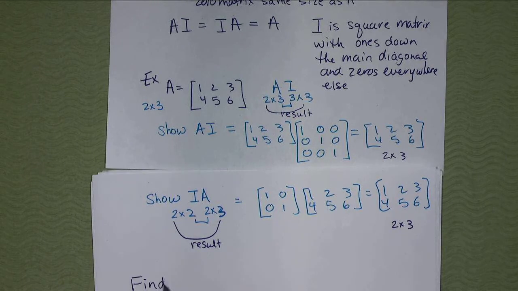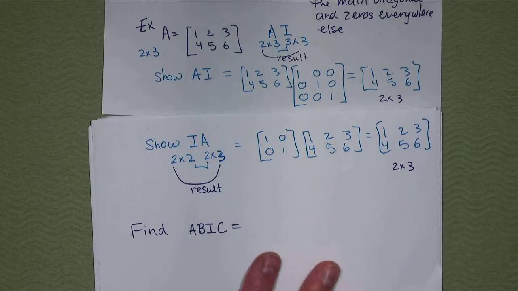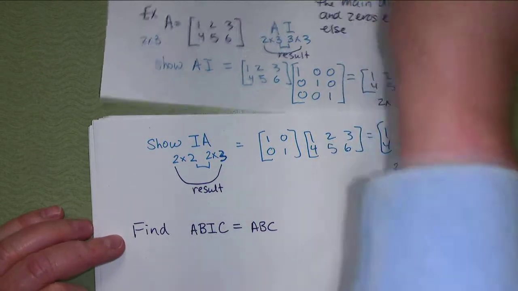A times B times I times C, what do you think that would be equal to? ABC. The I is like multiplying by 1. It doesn't really matter where it is. It's the size that works in the middle of those. So this would be ABC. You don't really need to do much with it.